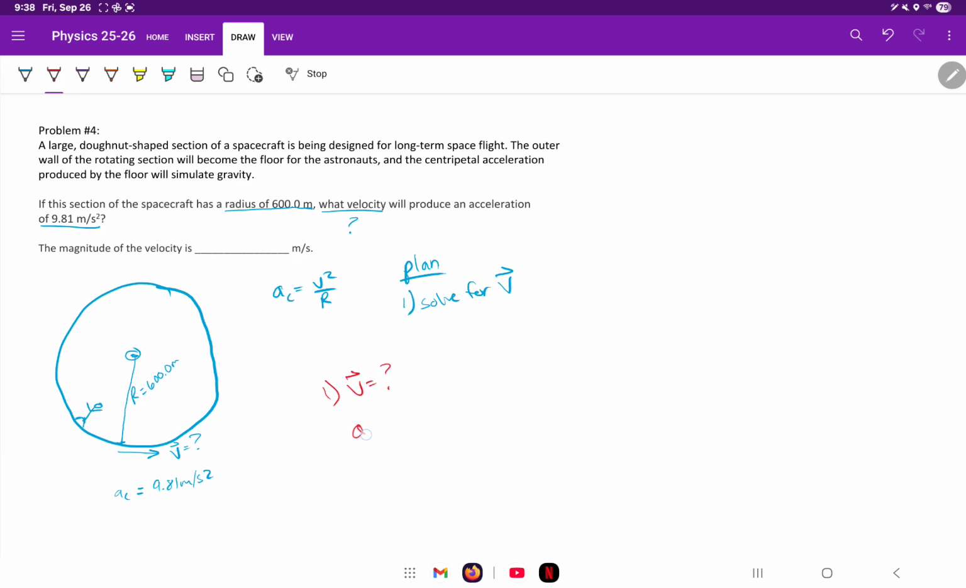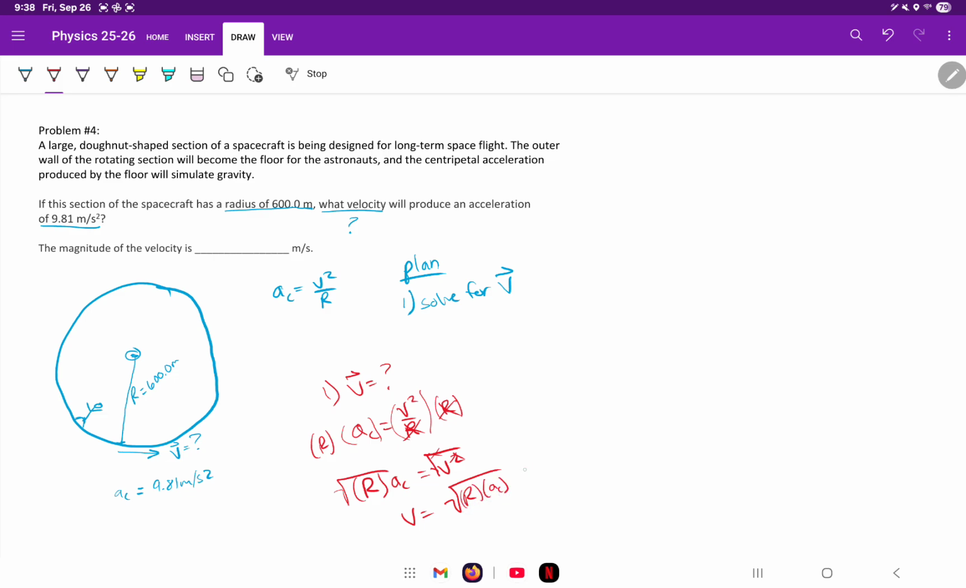Okay, so we're going to use that one equation again. A_C is equal to V squared divided by R. I'm going to rearrange it. So I'm going to times both sides by R. That cancels that out. So then I've got R times A_C is equal to V squared. And then I'm going to have to square root both sides so I can eliminate that square there. So then V is equal to the square root of R times A_C.